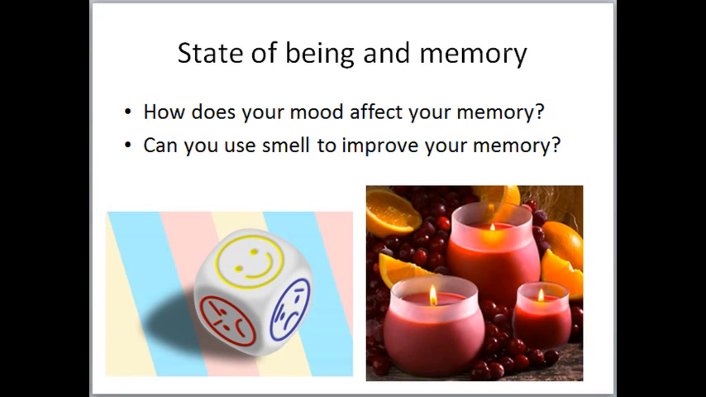Our state of being can also affect our memory, our mood. What happens sometimes is we can get angry, and when we're calm, we won't remember what happened when we were angry as well. So sometimes if we want to remember something that happened when we were angry, we need to get angry again.